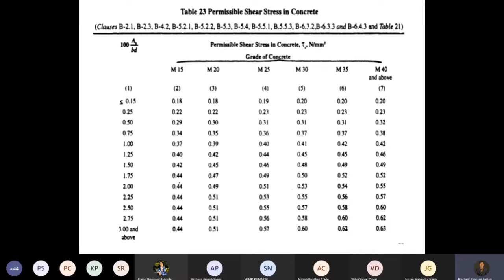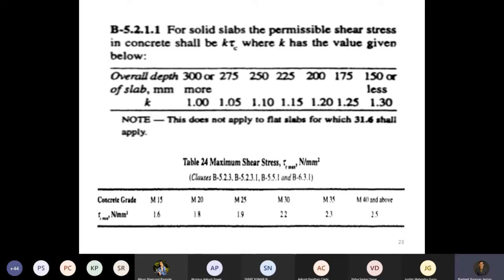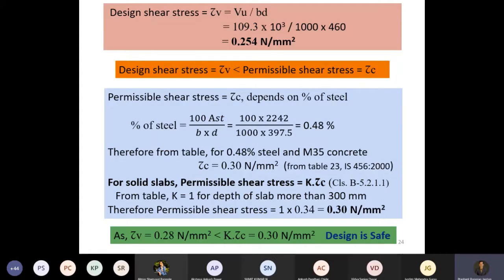117 kilonewton. Now here we have permissible shear stresses in the concrete according to Table number 23 given in IS 456. This table gives permissible shear stresses in concrete. This is the table for working stress method, not for limit state method. This table is given at the end of IS 456:2000. Table number 23 depends upon grade of concrete and percentage of steel. And these are the factors, K factors and maximum shear stresses, tau C max. What is the importance of this, we will see. So design shear stress, tau V, is VU by BD. So VU we have calculated, divided by this.